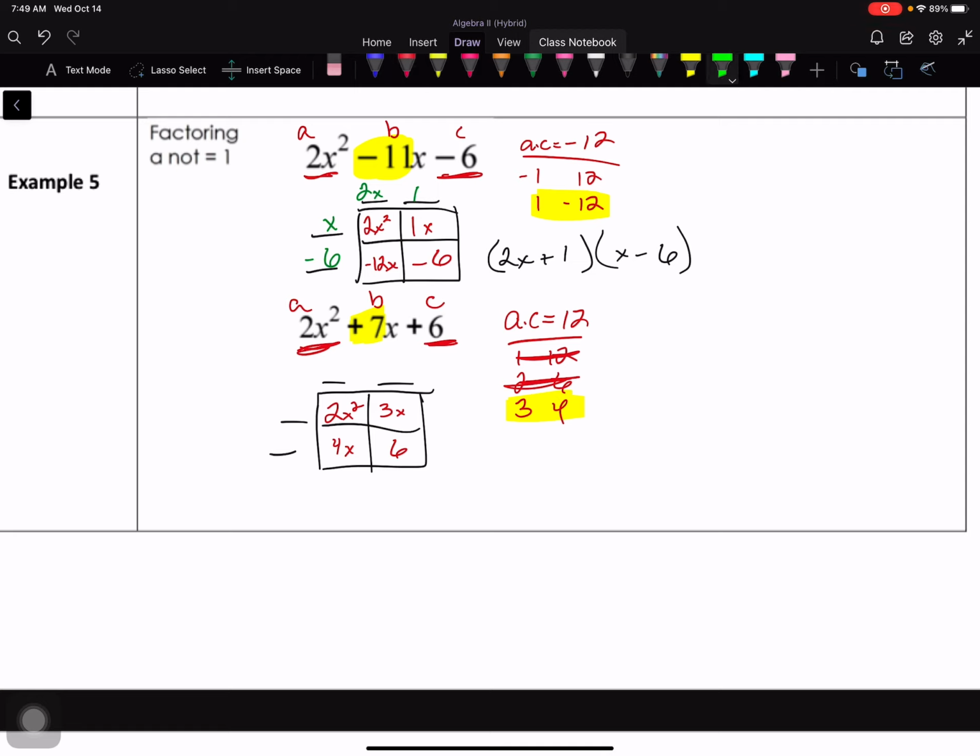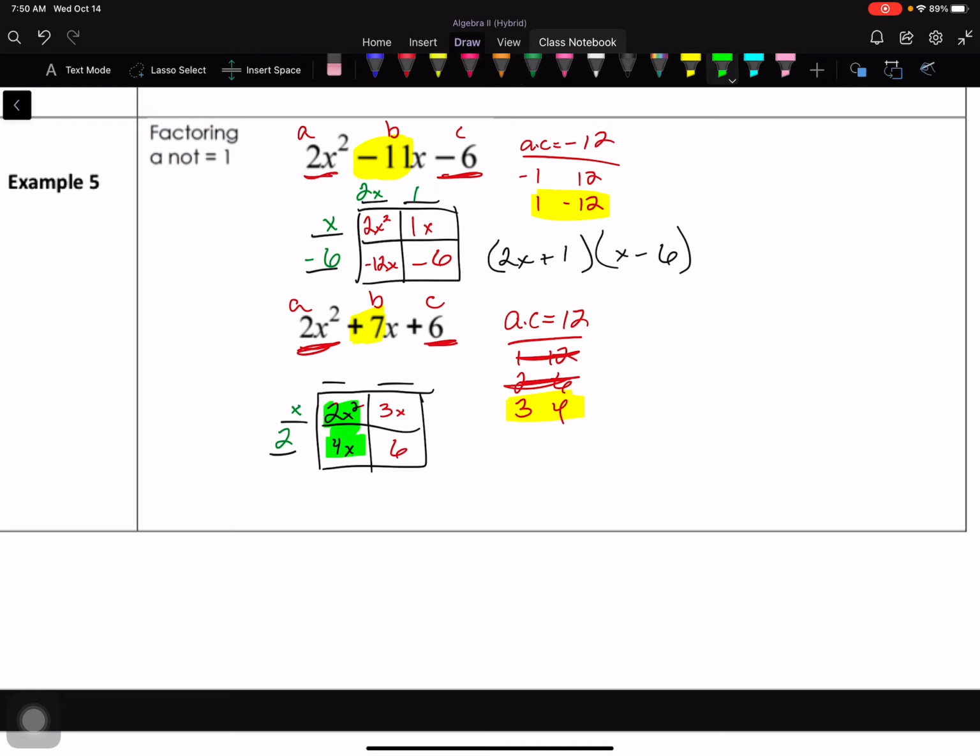And then we're just going to find the GCF again, starting with the top row. 2x squared and 3x, they're both divisible by x. They both have an x in common. The bottom row, 4x and 6, are both divisible by 2. That's the biggest number they're divisible by, I should say. That's the greatest common factor, the biggest number that these terms are divisible by.